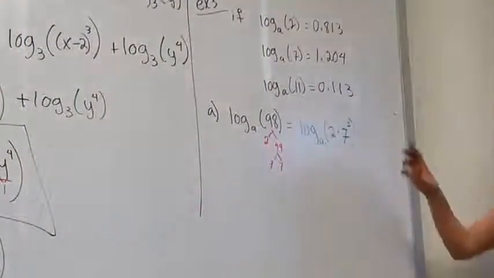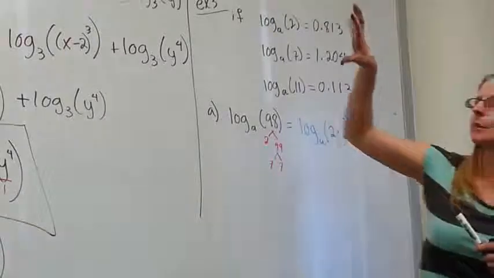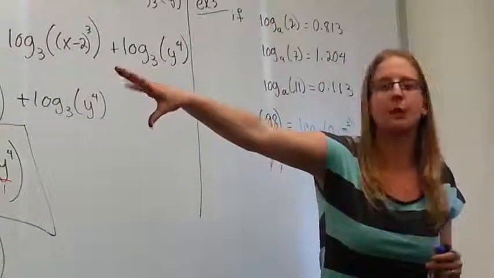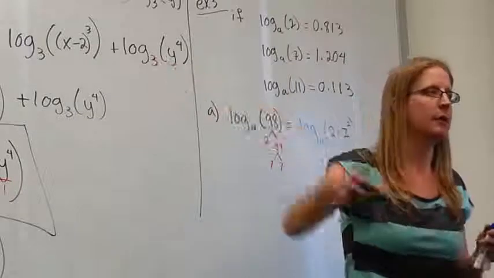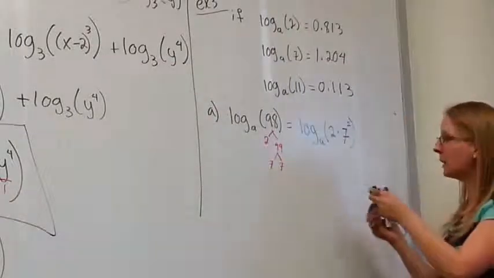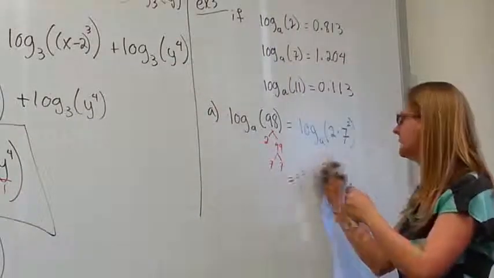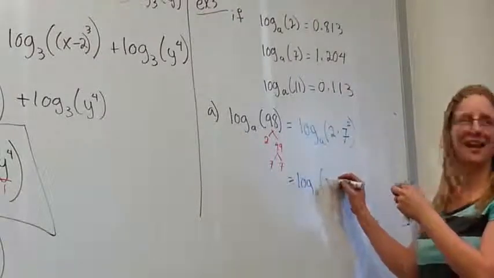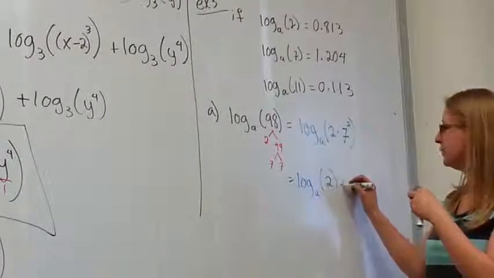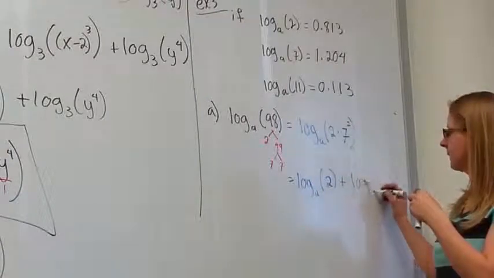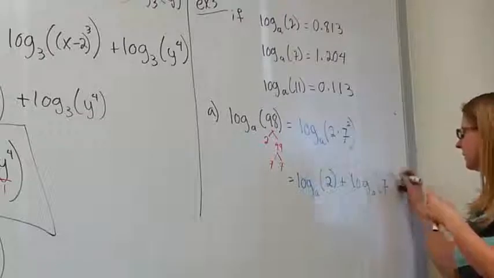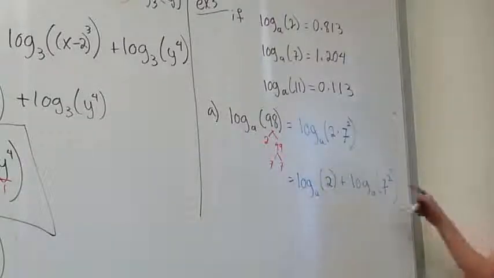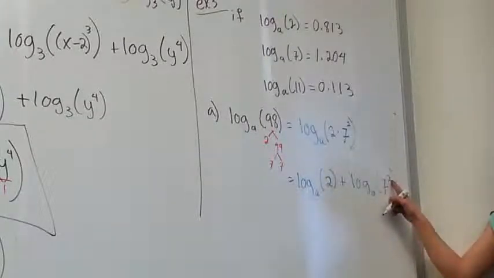And now I'm going to use those properties that we did before about breaking up your logarithm. I can simplify this. This multiplication is going to turn into a what? Addition. So log base A of 2 plus log base A of 7 squared, right? But what about this exponent? What can happen to this exponent?